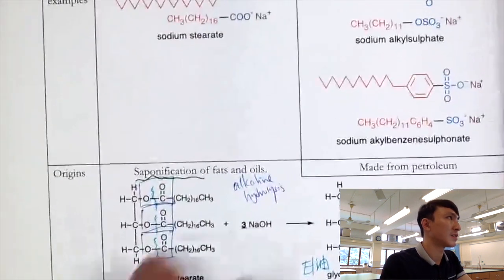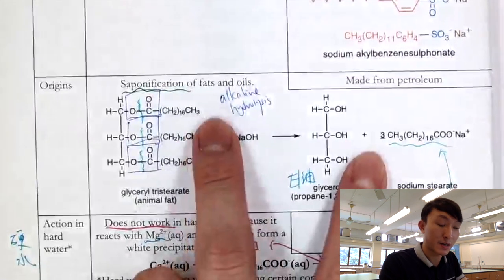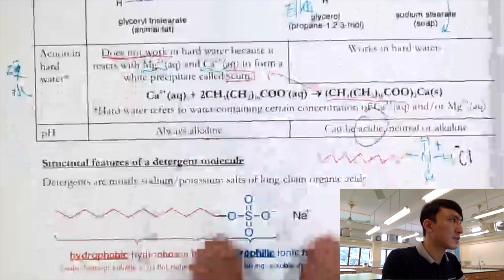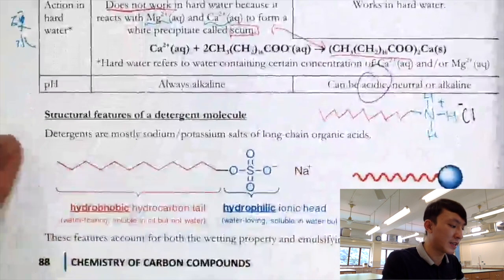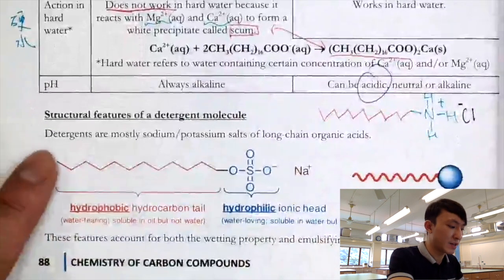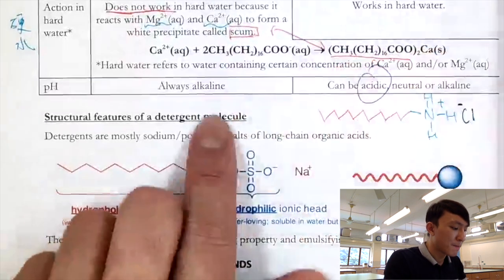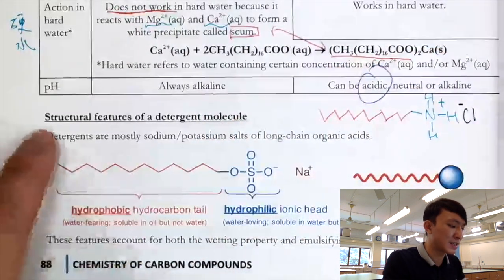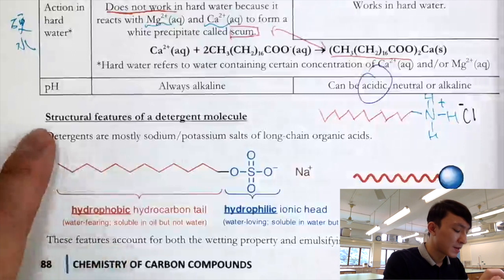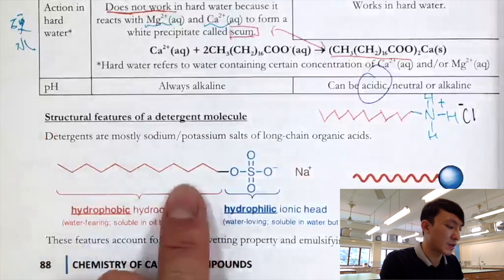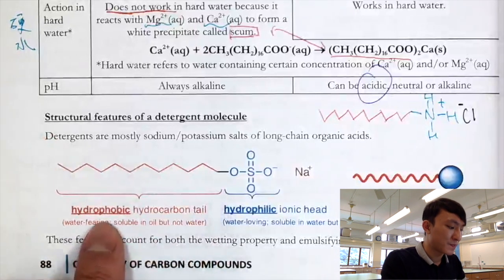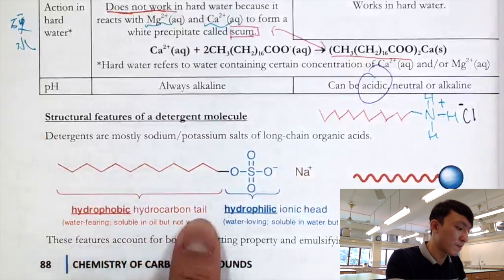The structural features, how they are made, what their origins are, their pHs. Now let's talk more specifically about the structure of a detergent molecule. Here we focus on the detergent molecule, but it has similar structural properties for soap as well. For the long tail, we have a name. We call it the hydrophobic hydrocarbon tail.